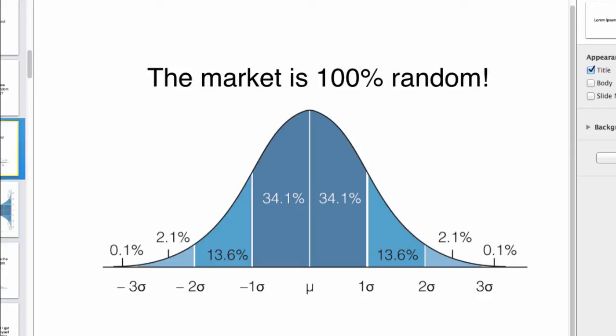And part of that basis for understanding why we do what we do, why we choose the strategies we choose, why we price the trades the way that we price them, why we make the adjustments that we do, is because we have to understand this basis of market randomness, or this probability curve.